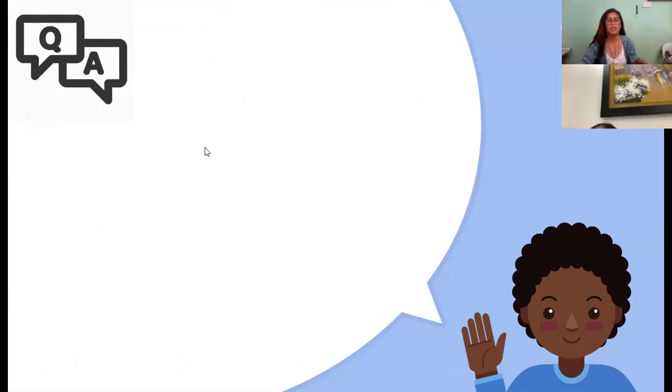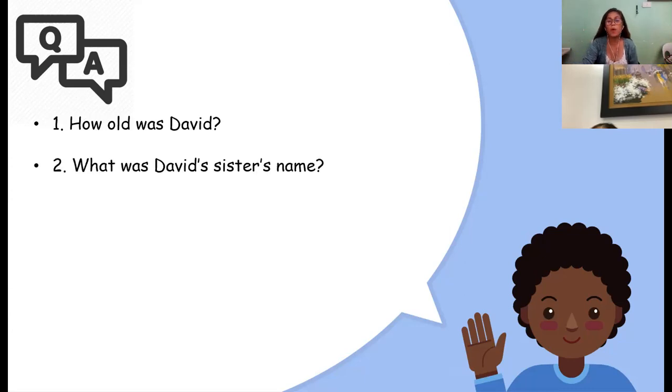Okay, so we still have Q and A. Still our questions and answers. We are going to talk about David. How old was David? David is 5 years old. Very good. David is 5 years old. Okay. What was David's sister's name?